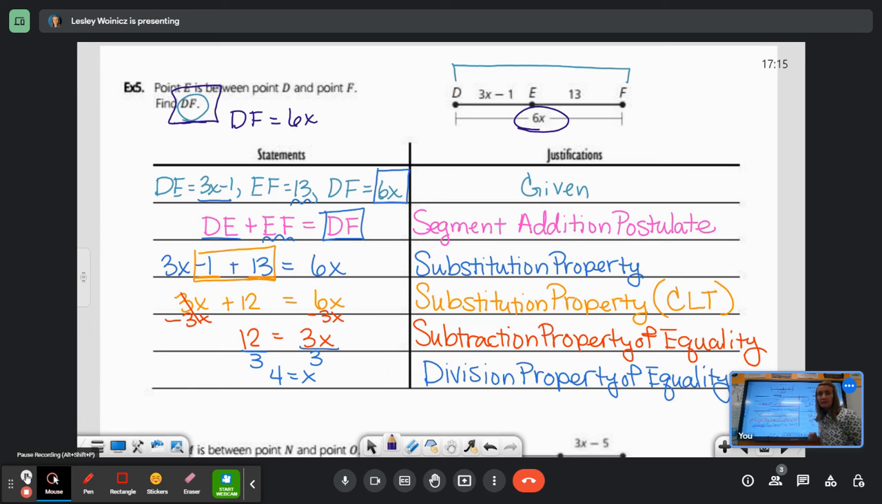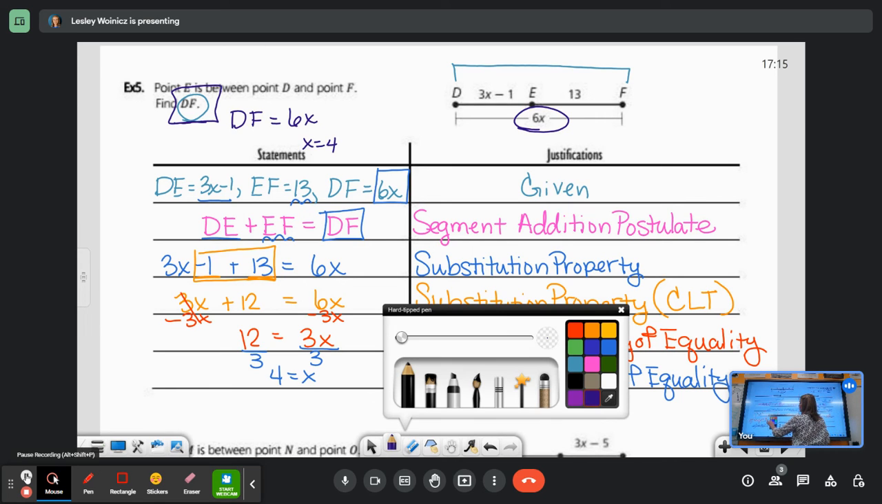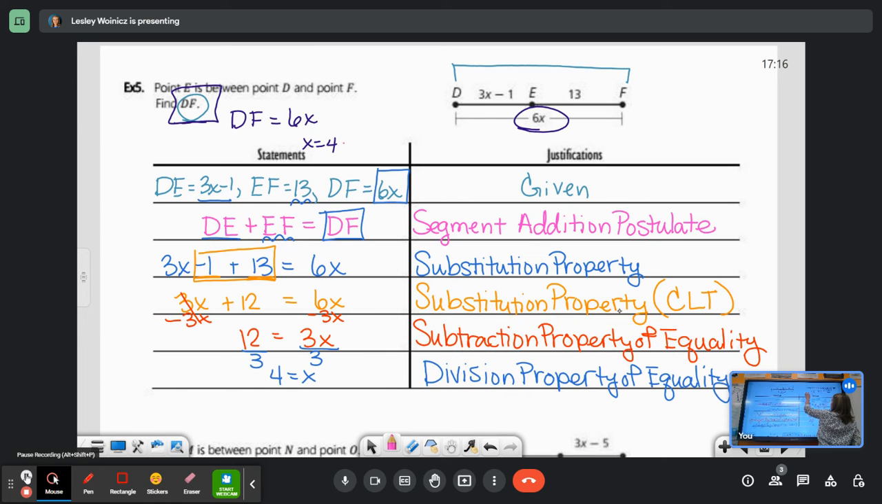But guys, guess what? Now we know what x is. X is 4. So we can use our substitution property and just take the 4 and plug it in for x. So we get 6 times 4, which is 24. And that's DF. Here, let's write it over here so it's neat. The length of DF is 24. Box it up. Done.